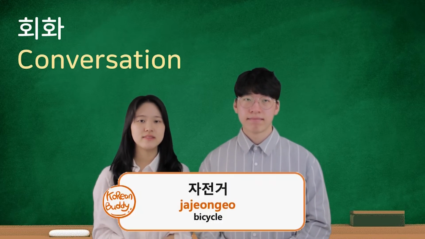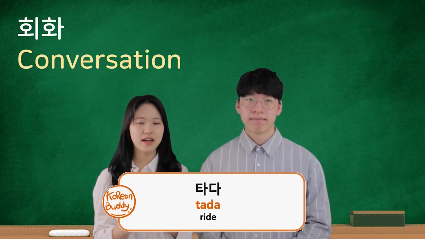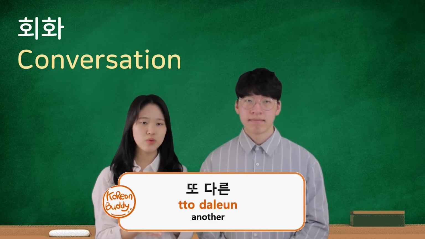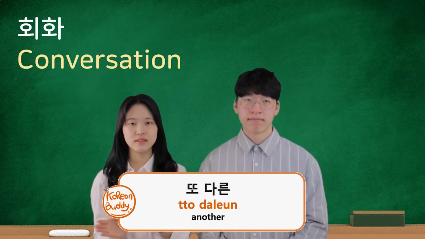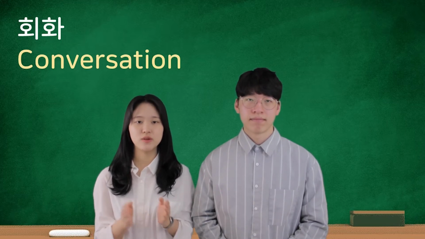Here, 자전거 is bike and 타다 is ride and 또 다른 is another. Did you understand? And then everyone, what do you say bike in Korean?